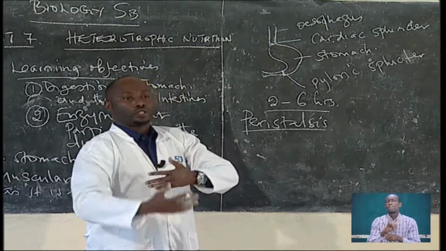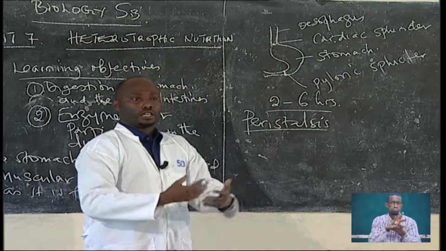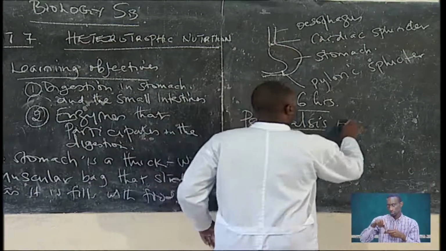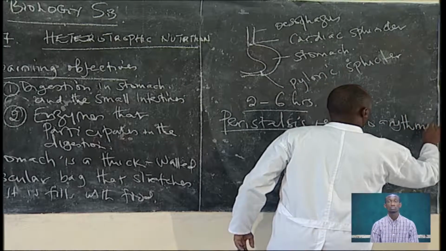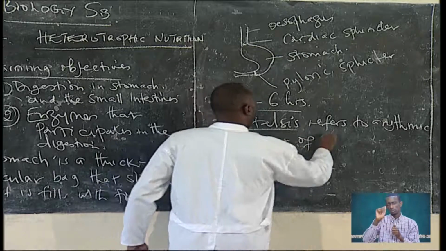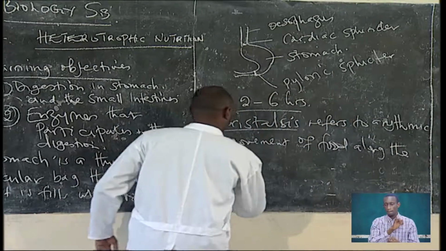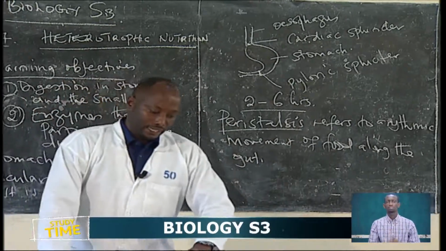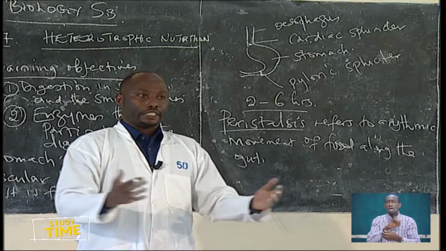In that process of contraction, it involves churning the food, mixing the food with the hydrochloric acid and even the mucus that are found in the stomach. So that is called peristalsis, a rhythmic movement of food along the gut, or along the alimentary canal. This continues, and it involves mechanical digestion.